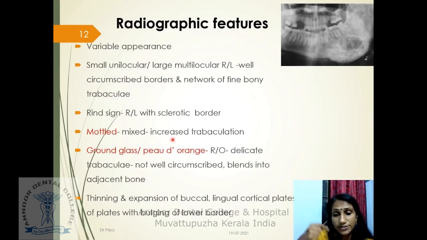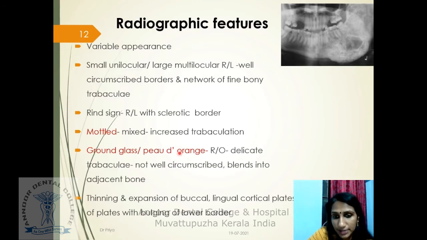That is because of increase in the amount of bone deposition or increased trabeculation. So when you have more number of trabeculations, you will have radio opacity within the radiolucent area. The next variety of radiographic presentation is called a ground glass appearance or peau d'orange. It looks as if the glass is being ground, or it resembles the surface of an orange peel, that is called a peau d'orange.